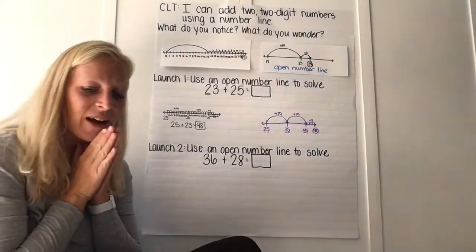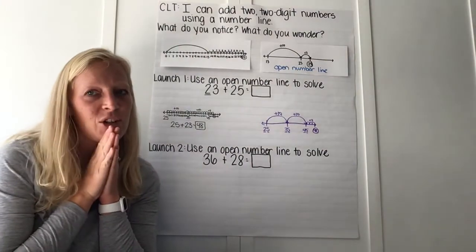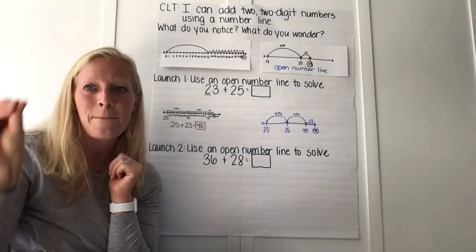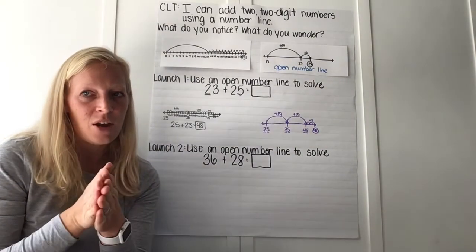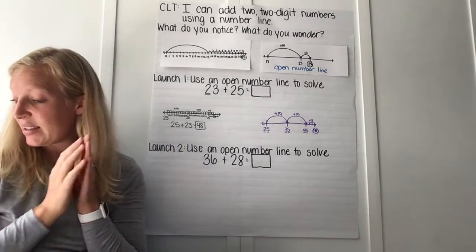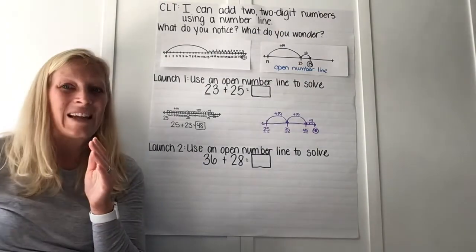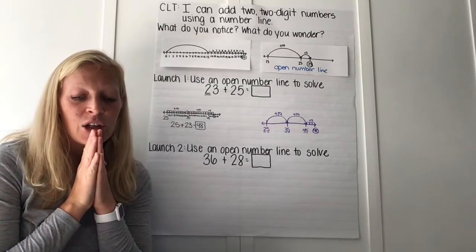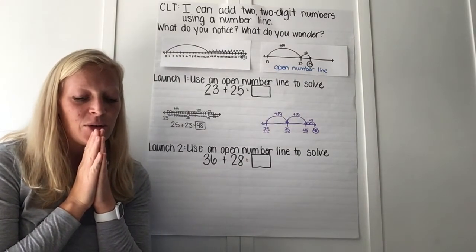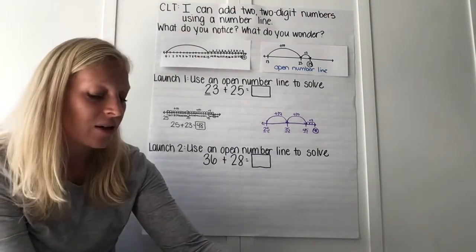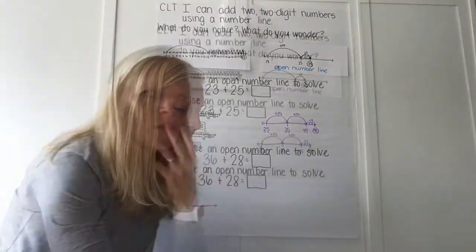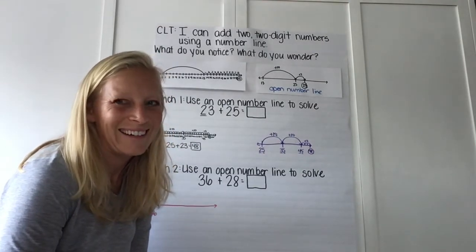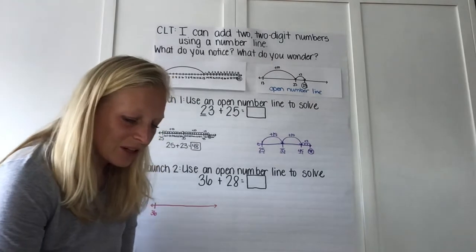So let's go ahead and solve another way, and I really want to challenge you to use that open number line this time. So if you made those little jumps, can you make a big jump on the next one? Your next problem is 36 plus 28. 36 plus 28. How can you use your number line to solve this problem? Okay, so when we're solving our 36 plus 28, where are we going to start? 36. Okay, and when we start at 36, what are we going to do?